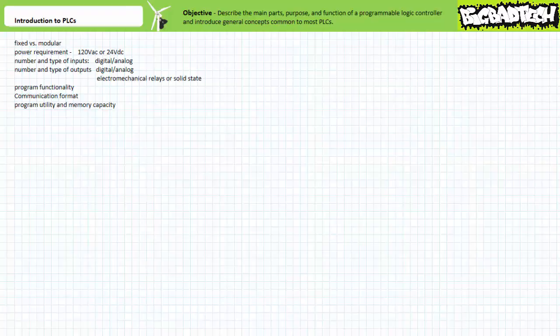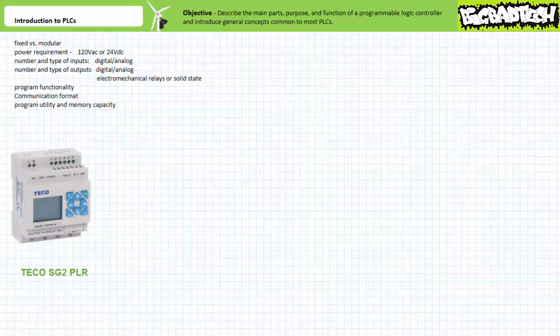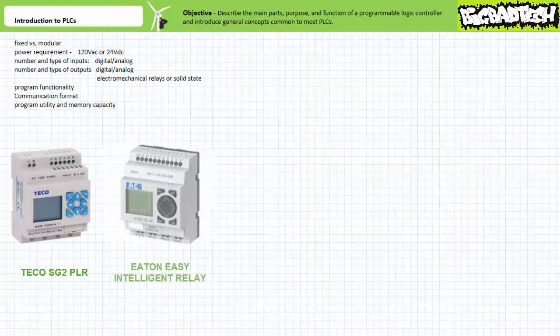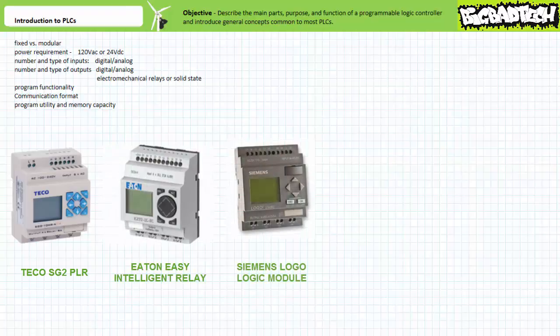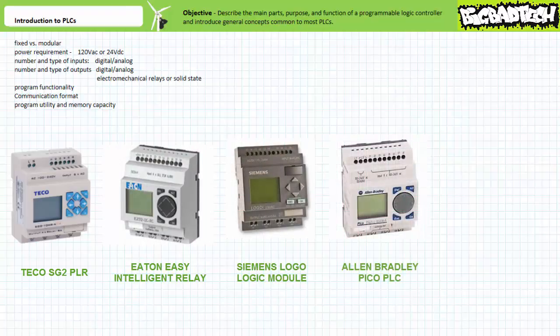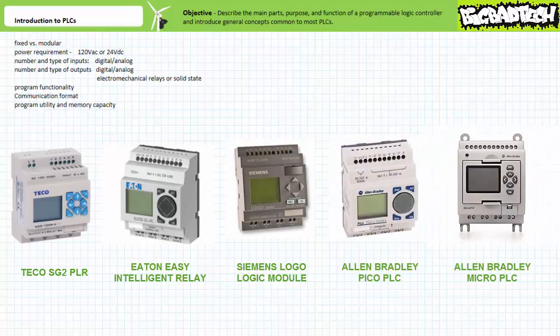These devices are known alternatively as programmable logic relays, or PLRs, intelligent relays, smart relays, logic modules, or other manufacturer-specific terminology. Examples of small-sized basic fixed PLCs include the TECO SG2 PLR, the Easy Intelligent Relay family, Siemens Logo logic modules, and the Allen Bradley Pico or Micro Programmable Logic Controllers. All these manufacturers offer variants within these families with different characteristics, like supply voltage and number and type of inputs and outputs, depending upon application.